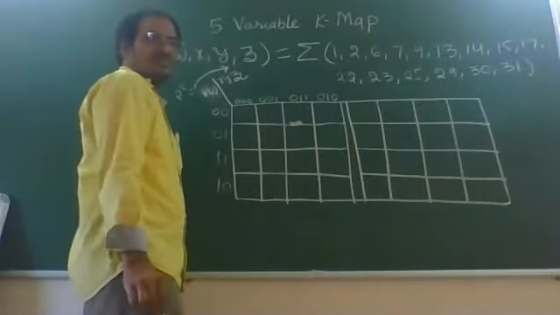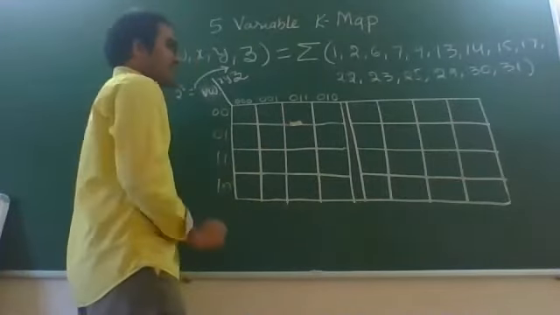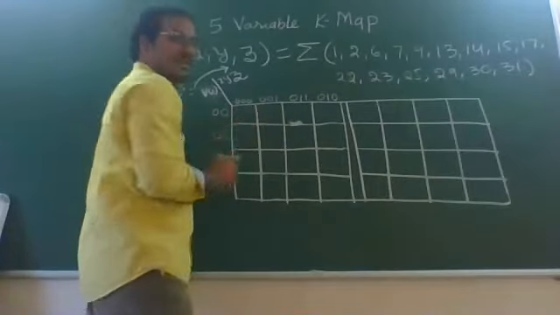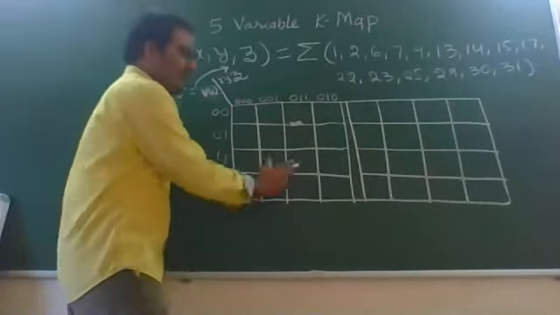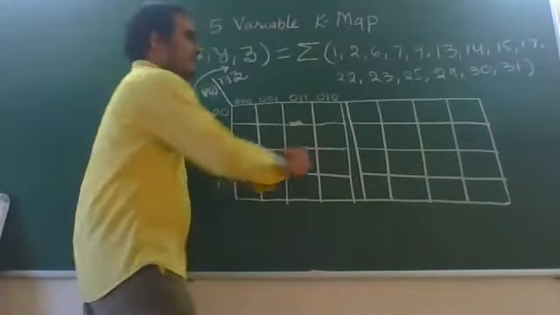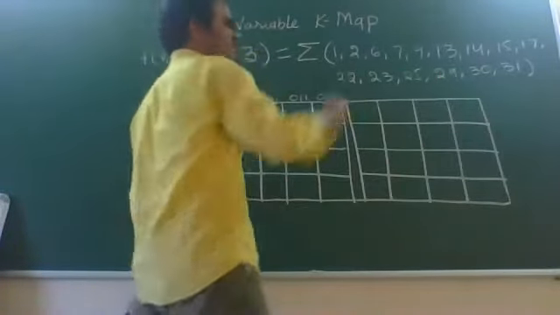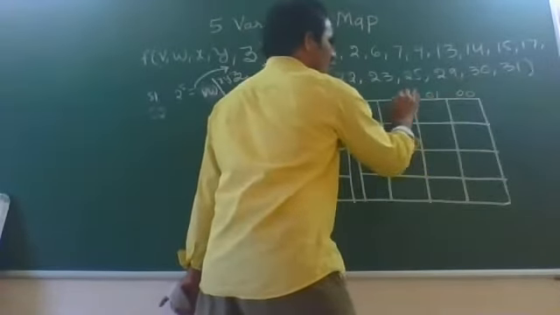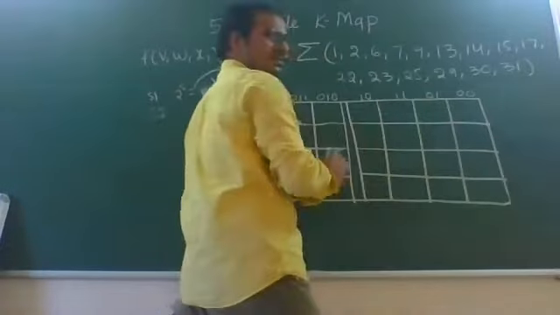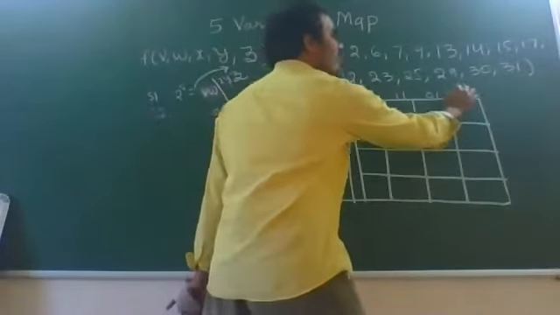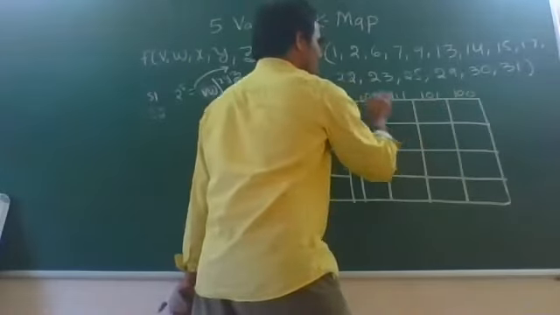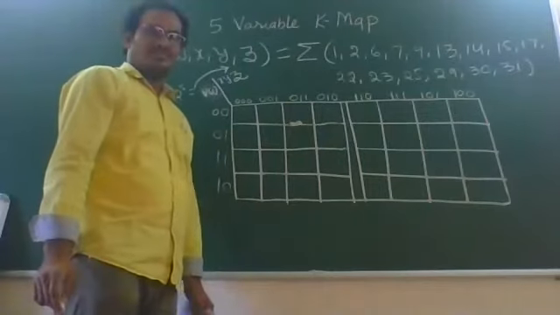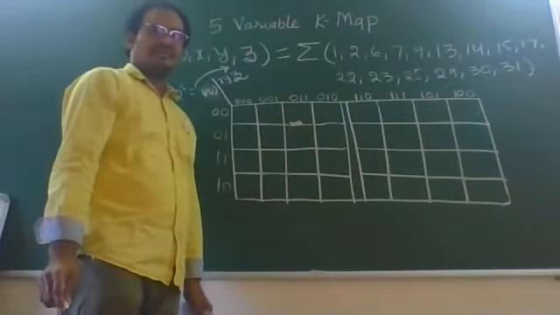I'll give you one tip here. This is the 4 variable map: 0 0, 0 1, 1 1, 1 0. Add 0 to the left side for one 4 variable K-map. The other 4 variable K-map begins from here: 0 0, 0 1, 1 1 and 1 0. For the other 4 variable K-map, add 1 to the left side in the 5 variable K-map. That is as simple as that.